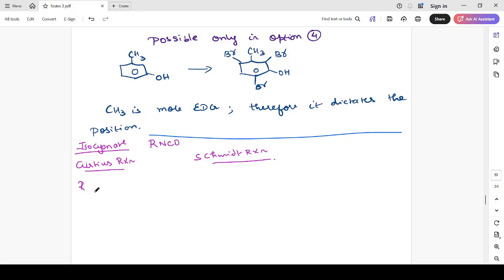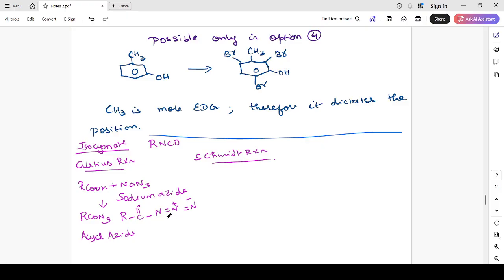I have RCOOH. I have treated it with NaN3, sodium azide, so that it forms RCON3. This is called acyl azide, RCON3.